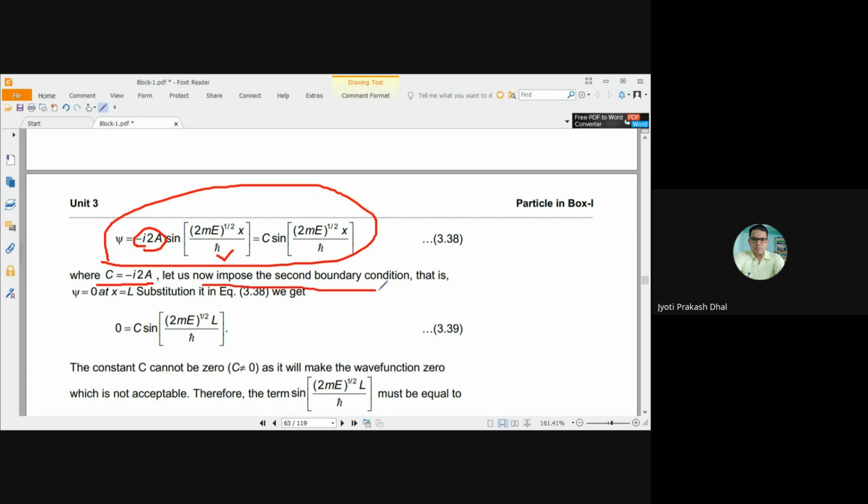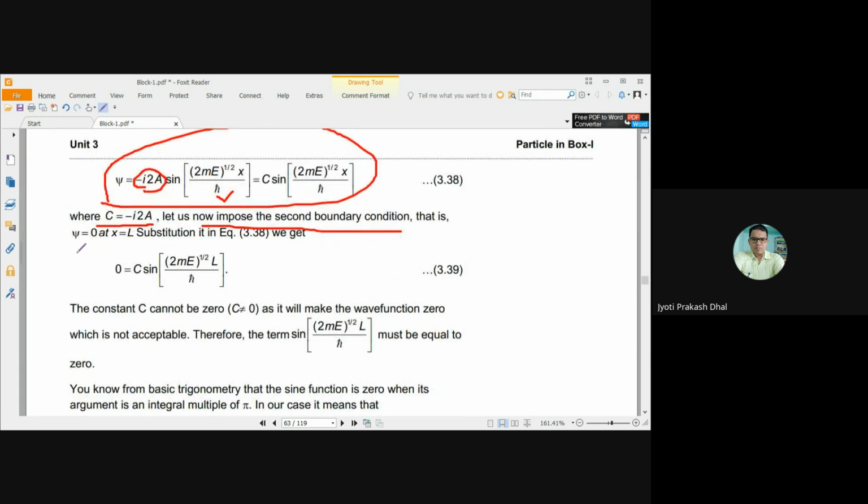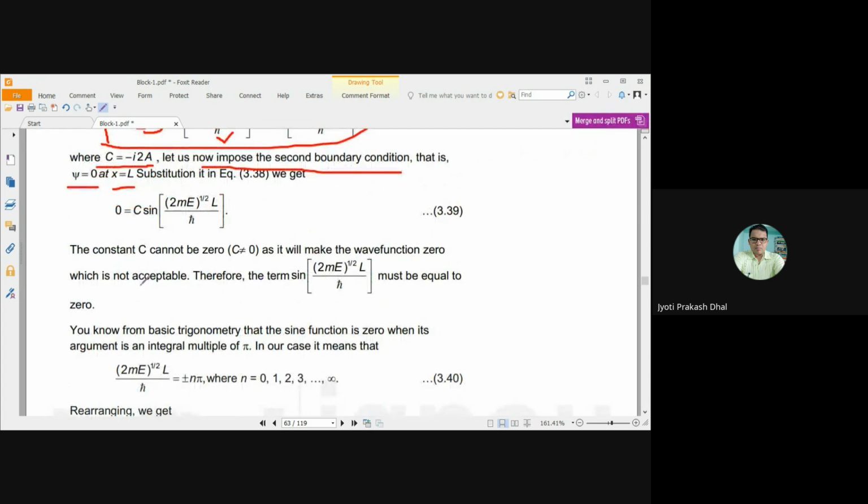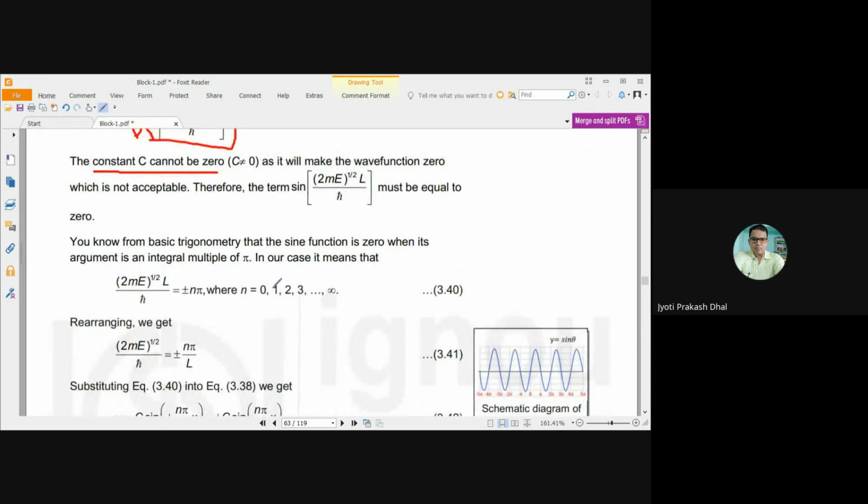Now let us impose the second boundary condition. If we apply the second boundary condition, the wave function will become 0 at x equals L. So in place of x, we put L, and the wave function becomes 0. So 0 equals c sin square root of 2mE L by h cross. The constant c cannot be 0, so the term sin square root of 2mE L divided by h cross must be equal to 0.